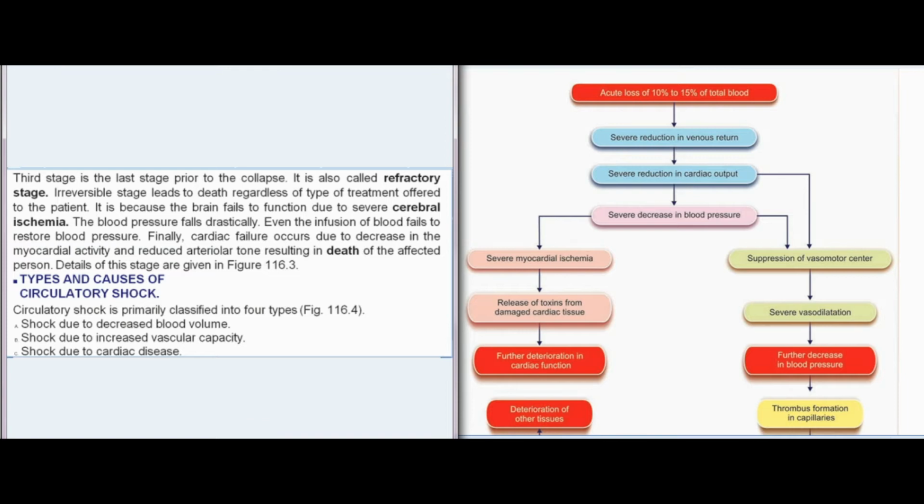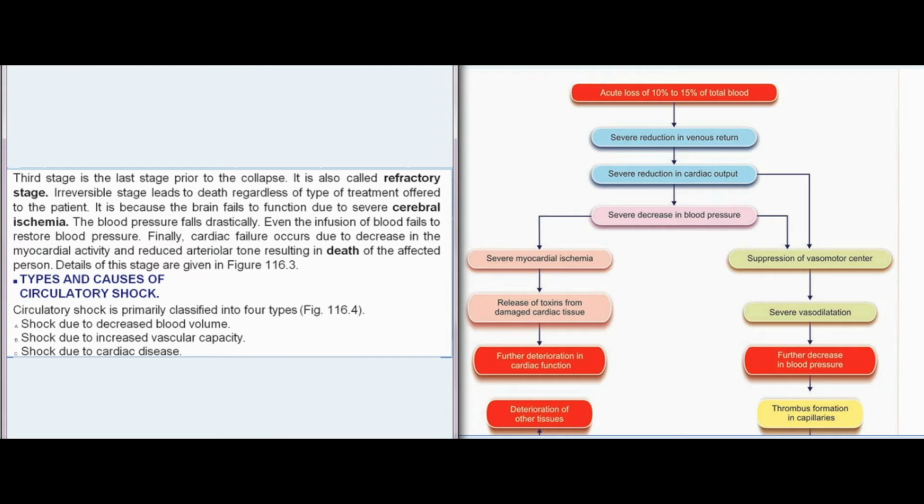Finally, cardiac failure occurs due to decrease in the myocardial activity and reduced arteriolar tone, resulting in death of the affected person. Details of this stage are given in Figure 116.3. Types and causes of circulatory shock. Circulatory shock is primarily classified into 4 types, Fig 116.4.